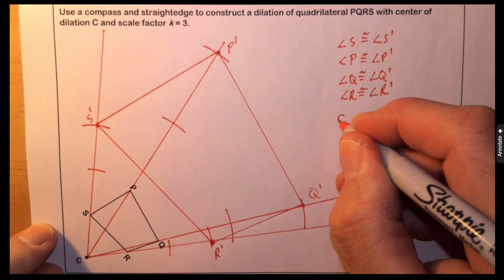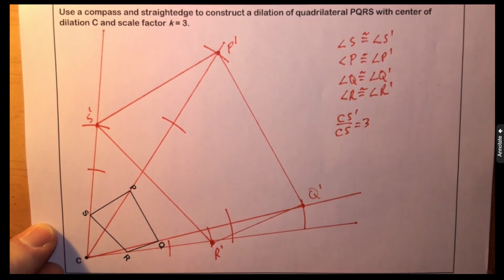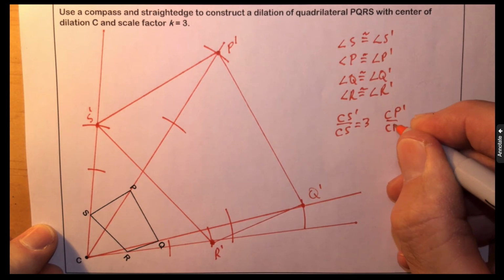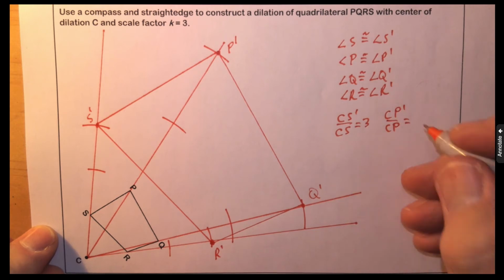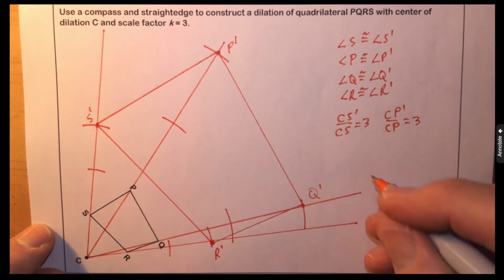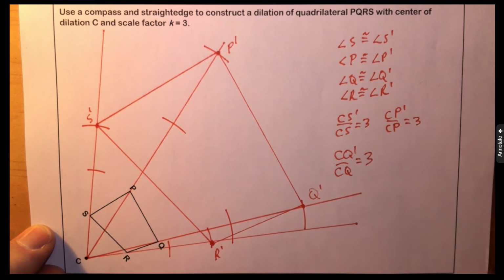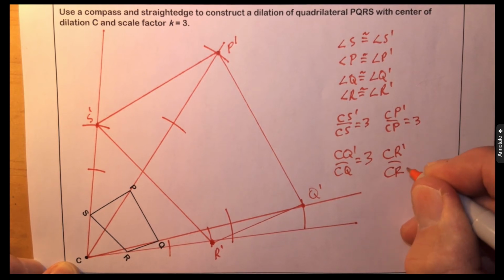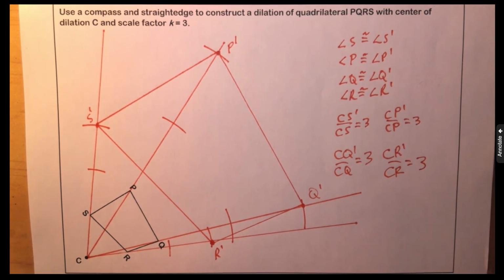So if we take C to S prime over C to S, that's going to be a fraction that's equal to 3. If we take C to P prime over C to P, C to P prime is 3 times as much as C to P. So that is a ratio that's equal to 3. From C to Q prime over C to Q, that is also 3 times as long. And from C to R prime over C to R, that is also 3 times as long. So our quadrilateral has been enlarged by a scale factor of 3.